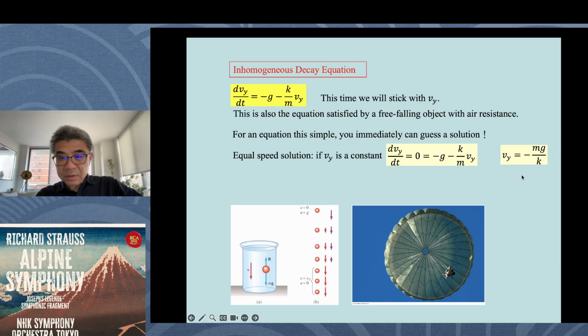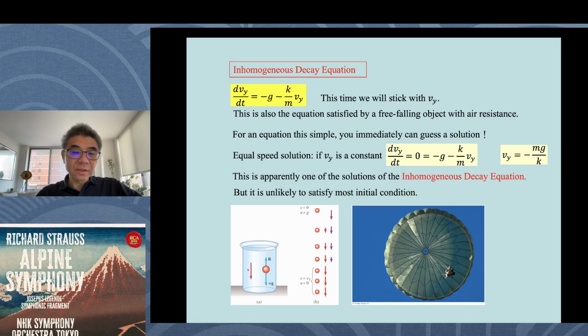It is a constant, and if you plug this solution into the equation, you will see very soon this solution does satisfy this equation. Okay, so we immediately can guess a solution to the inhomogeneous decay equation.